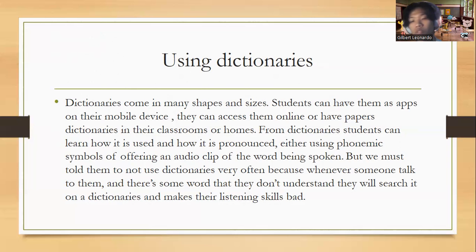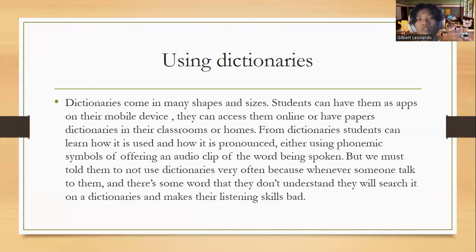Because whenever someone talks to them and there's some word that they don't understand, they will search it on a dictionary, and it makes their listening skills bad. Now you ask, what does it have to do with listening skills?